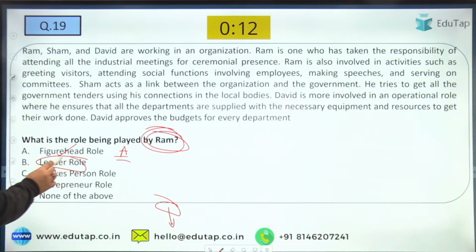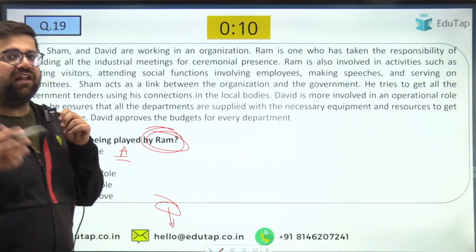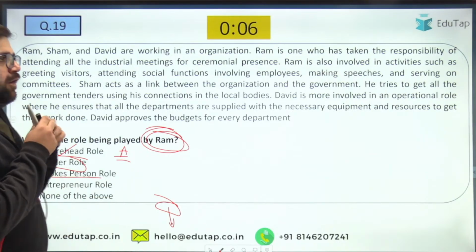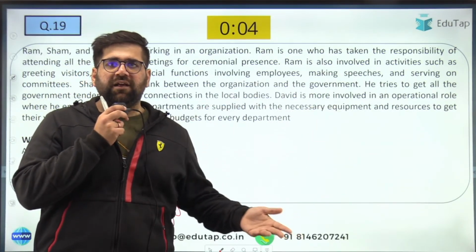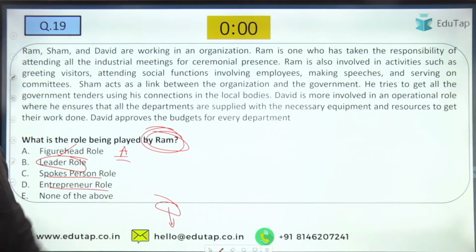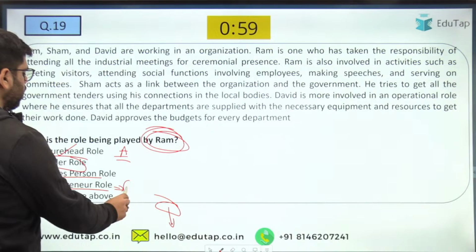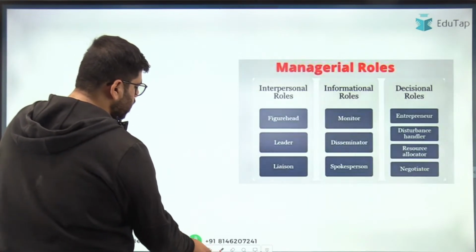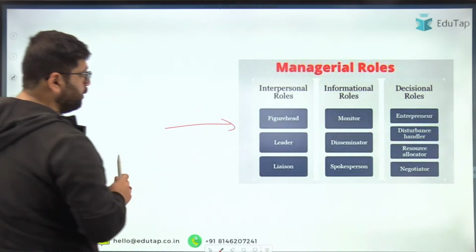Leader is basically a kind of leading only, like you want to be transformational and not transactional. Spokesperson is basically telling the outside media what is happening in the company. Okay. And then you have entrepreneur. Entrepreneur is basically taking all the risk and starting new projects. But you should remember this particular image. This image is very, very important for you.